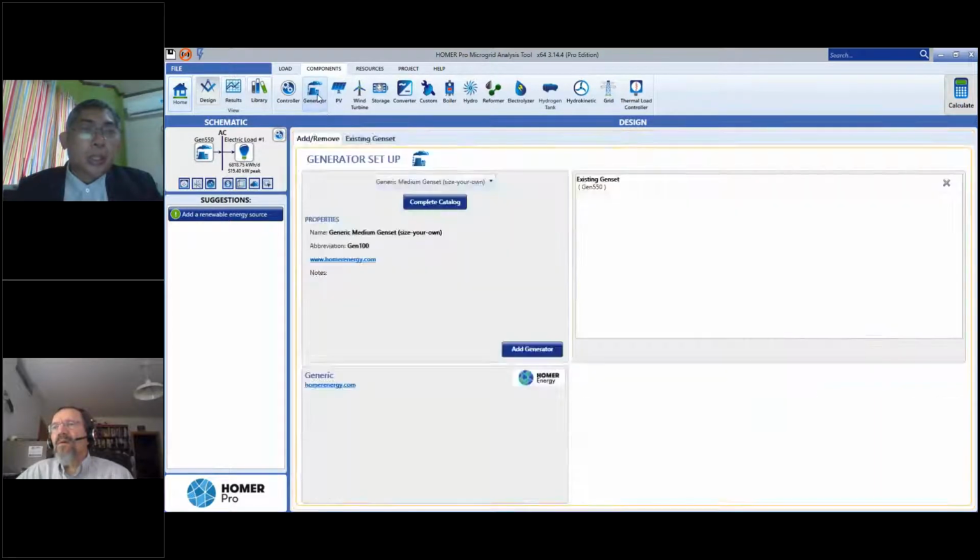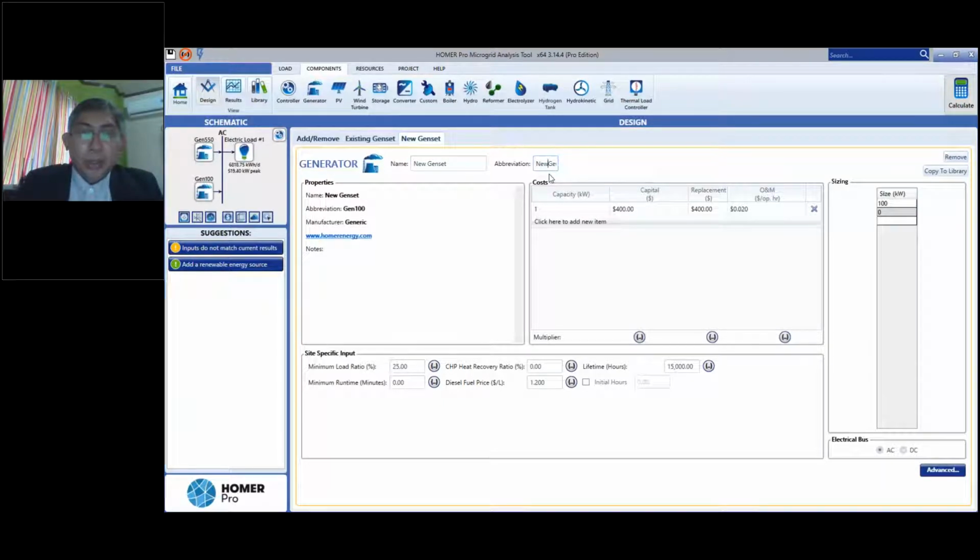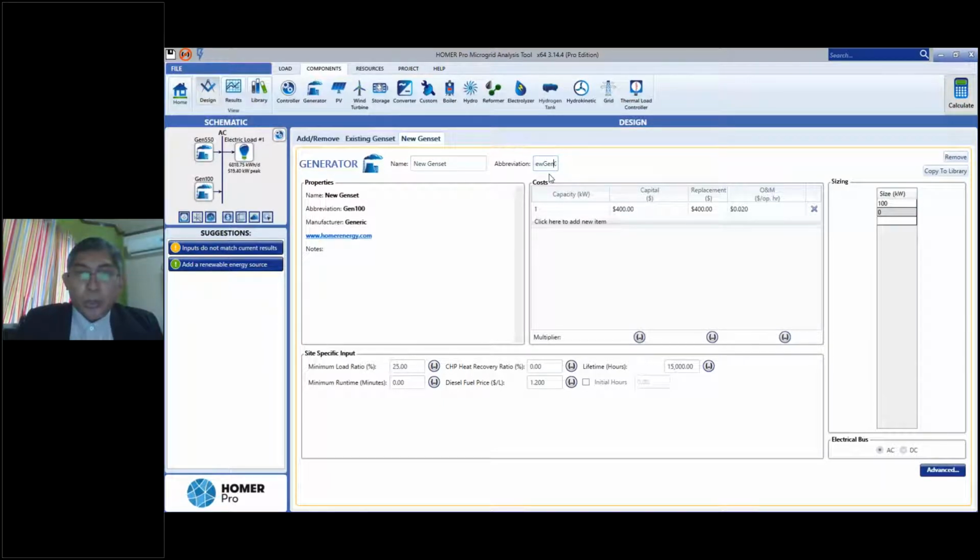Okay, so we can add a genset, and we can use a medium-sized isochronous genset. Then we can put here a new genset just to distinguish that we're putting in a new genset, and we can also label the abbreviation with new gen. So this is to distinguish the existing genset from the new genset that we're putting in.